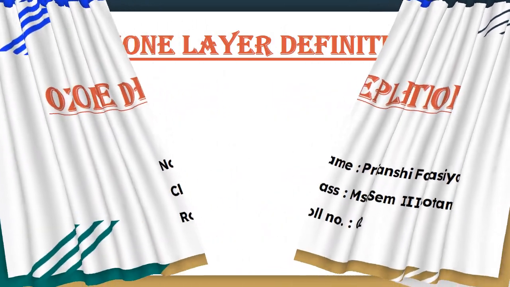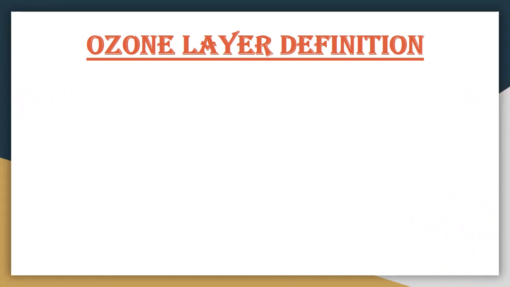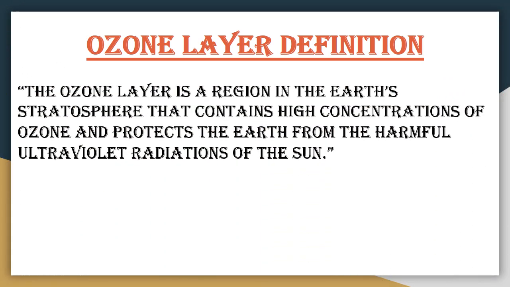So everyone knows about ozone. The ozone layer is a region in the Earth's stratosphere that contains high concentrations of ozone and protects the Earth from the harmful UV rays of the sun.